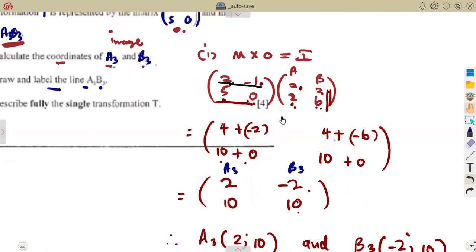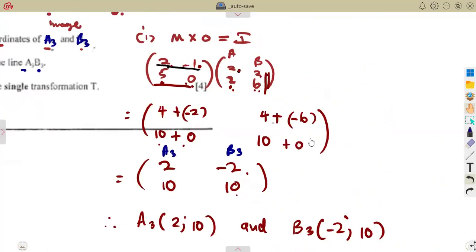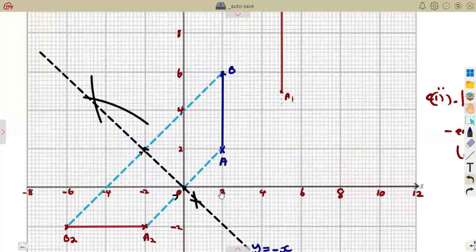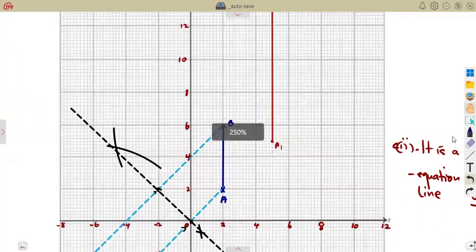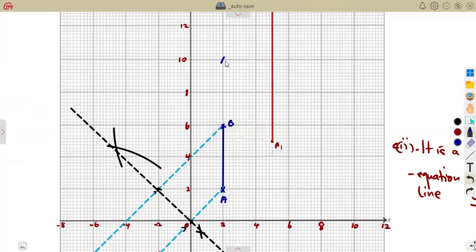Item 2, draw and label the line A3, B3. Draw and label now. Meaning with the points 2 versus 10, you mark your point 2 versus 10, where X is 2, Y is equal to 10. Mark a point. That's our A3. B3 is minus 2 versus 10, where these two meet. Mark a point. That's your B3. Join the given line there. That is to draw the line by joining the points that you're given. So you've got line A3, B3.